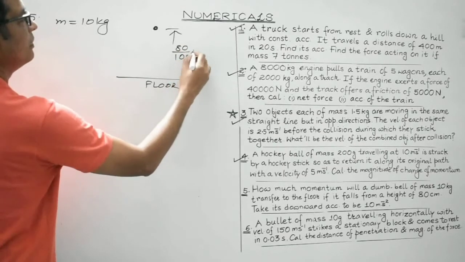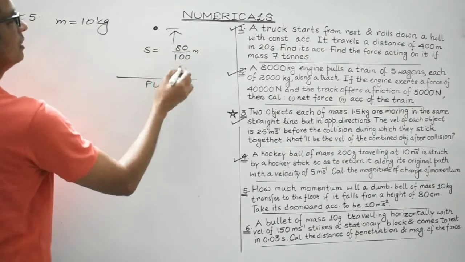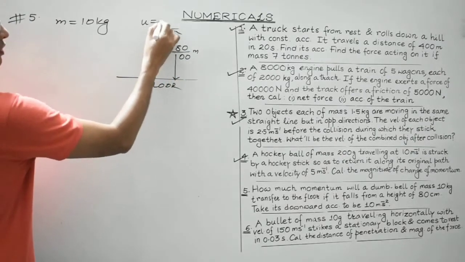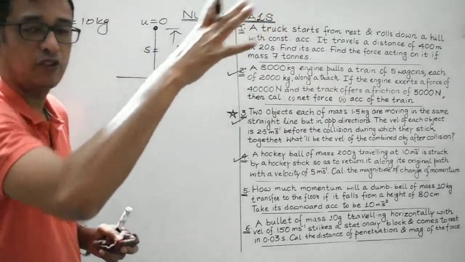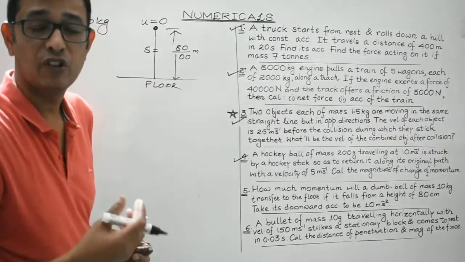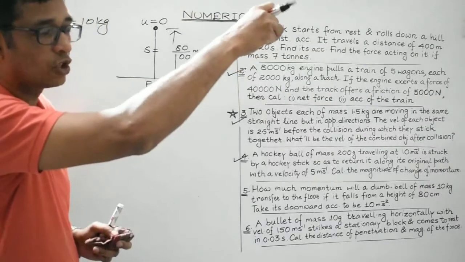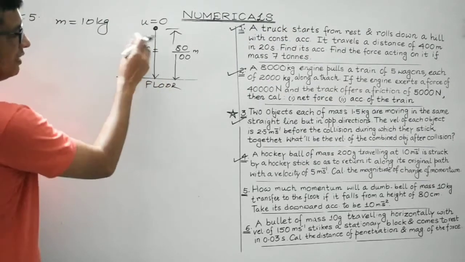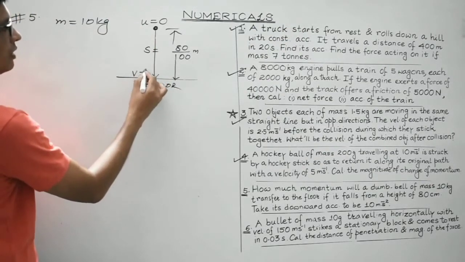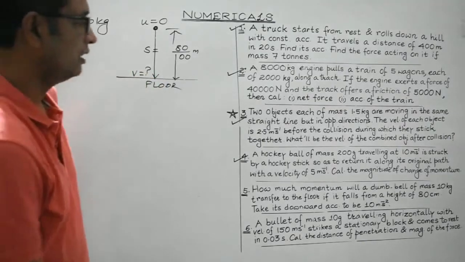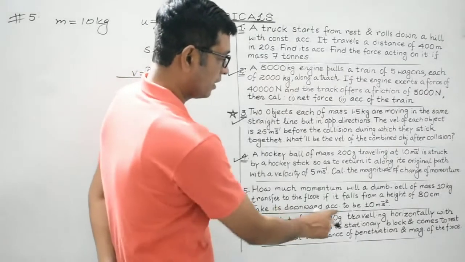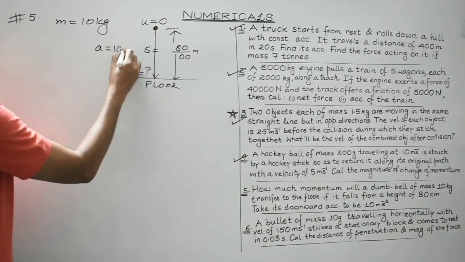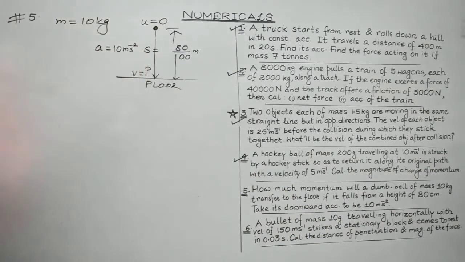So 80 by 100 meters. This is the distance; it falls through this distance. During the free fall, we are aware the initial velocity of the body is 0. Just drop it like this. So when it just strikes the floor, the velocity can be calculated. Downward acceleration is considered to be 10 meter per second square.